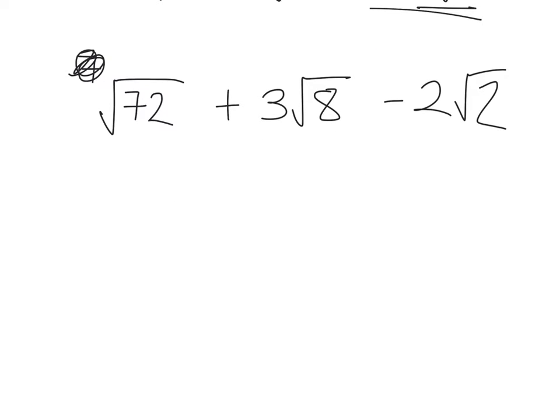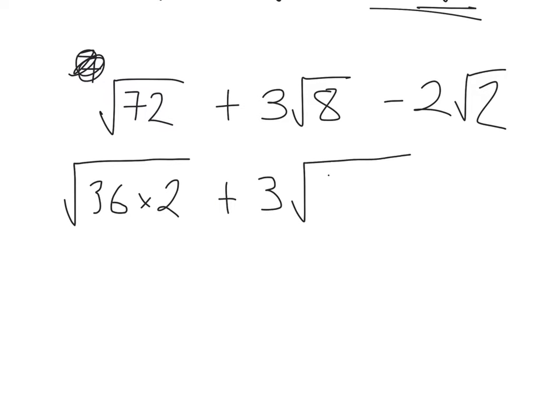Next one, I've got root 72 plus 3 root 8 minus 2 root 2. Well, from the list, I could select 9 because 9 goes into 72, but I must select the biggest number on the list, which is 36. So root 72 can be written as root 36 times 2. I've then got 3 lots of root 8. So that's 3 lots of, from the list I would take 4, so root 4 times 2. And root 2 can't be simplified, so I'll just leave minus 2 root 2.